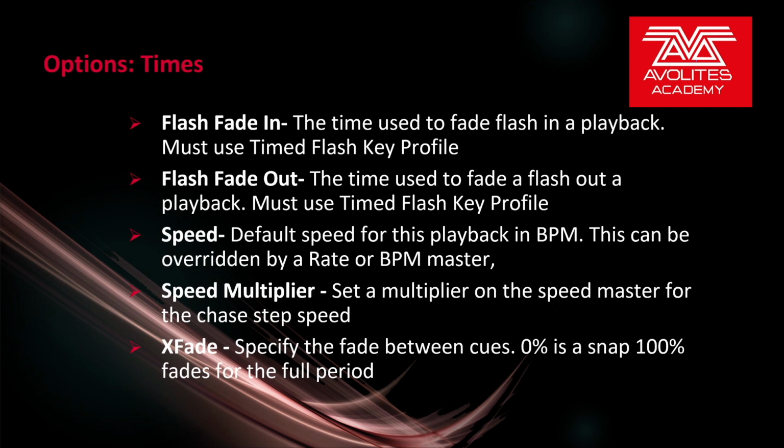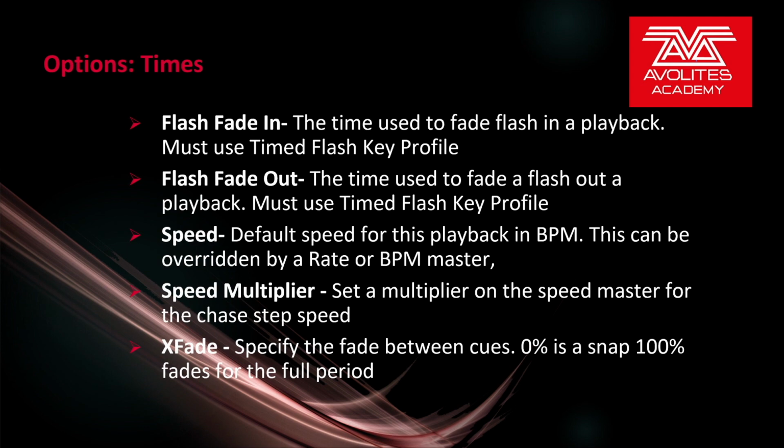Under the Times tab, we have Flash Fade In. The time used to flash fade in this playback. You must use the timed key profile for this to work. Same thing, but for fade out. Speed sets the default speed for this playback in BPM. This can be overridden by a rate or BPM master. Speed multiplier sets the multiplier, which is the speed master for the chase step speed. And X fade lets you specify the fade between cues. 0% is they snap, 100% fades for the full period.